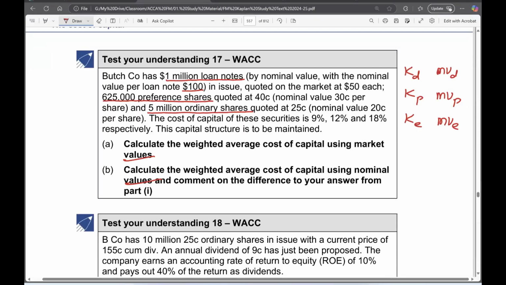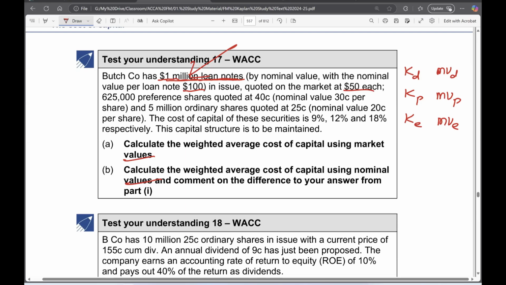Let's start with the loan notes. So he said, loan notes, what is this? 1 million loan notes. There's a book value of the loan note, right? Their par value is $100 and the market value is $50. Market value is half of the par value. So we need to find the market value of the bond, not the book value of the bond. The value which is given to us is the book value of the bond.